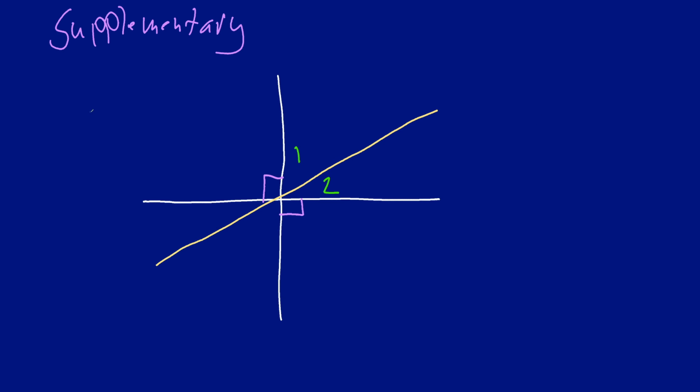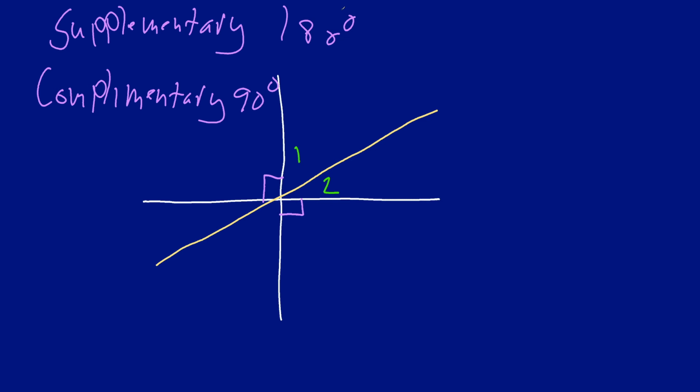Now, when we're talking about complementary angles, we're talking about when two angles add up to 90 degrees. So supplementary means they add up to 180, and complementary means they add up to 90. That's kind of how it works out there. And to remember complementary, we like to use the phrase: if it's the corner, it's complementary.